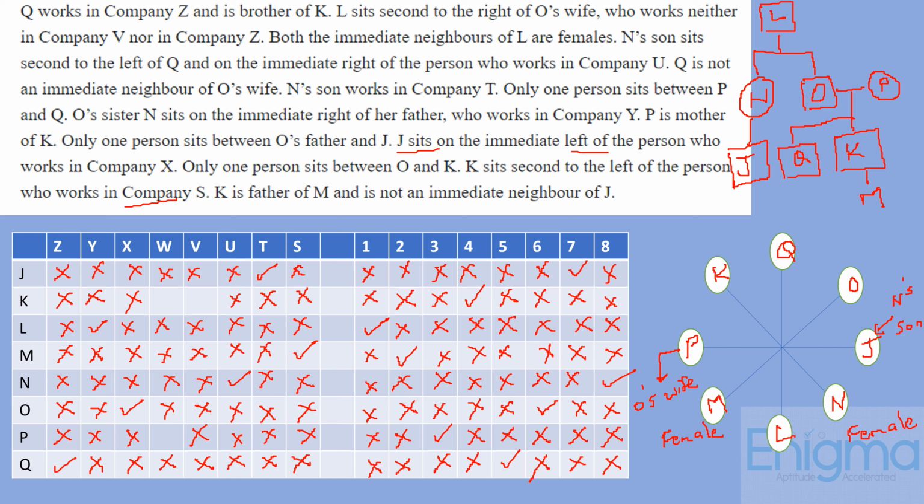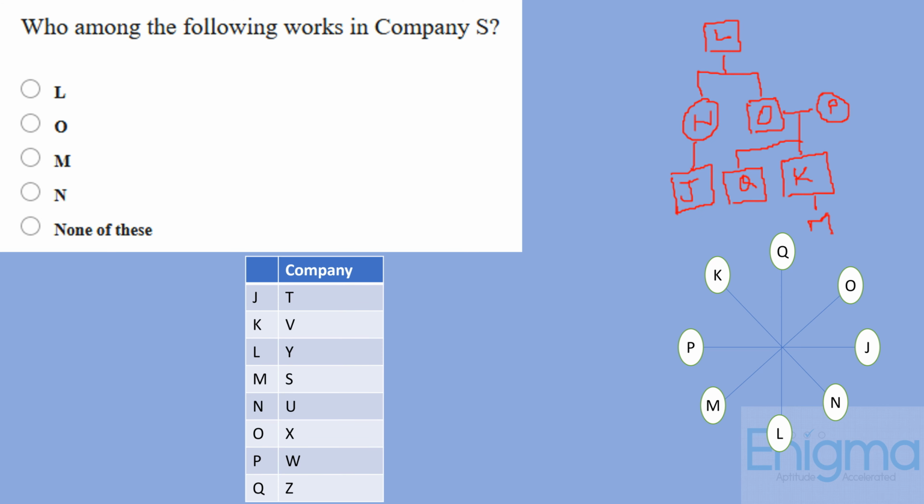Now we can see for P, the only company remaining is W. So we can put a tick for W, and the only remaining company for K is V. Hence, now we have the complete seating arrangement as well as the company correlation and also the family tree. Now, answering the questions is very simple as we have the family tree, the company correlation, and also the seating arrangement. Let's see the first question.